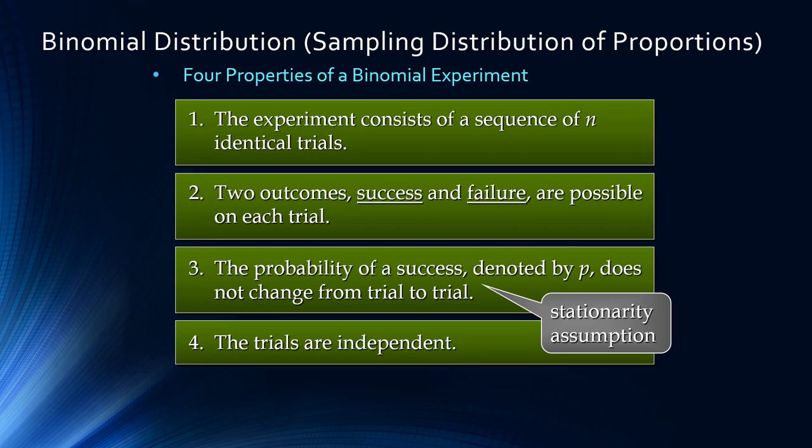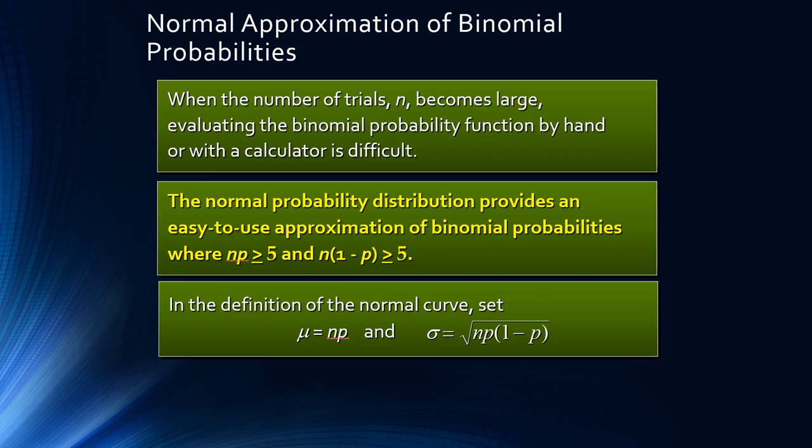No, success is, did I get what I wanted? Did I get what I was going for in this experiment? Did we produce a product that didn't have any defects? Okay, that is success or failure. The probability of success is denoted by P and does not change from trial to trial. And then the trials are independent. Again, independent means that one does not affect the other.